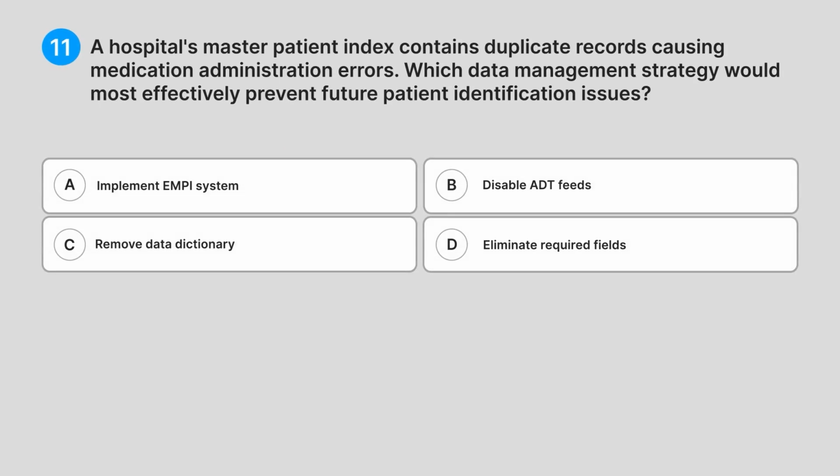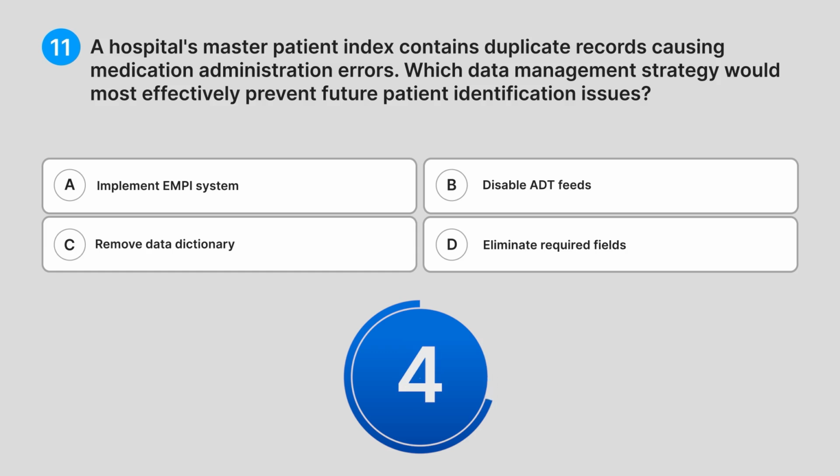11. A hospital's master patient index contains duplicate records causing medication administration errors. Which data management strategy would most effectively prevent future patient identification issues? A. Implement MPI system. B. Disable ADT feeds. C. Remove data dictionary. D. Eliminate required fields. Can you guess the answer?